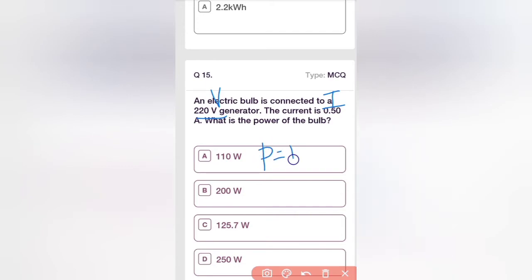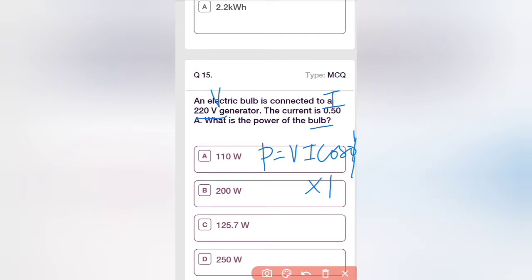The power formula is V into I. And if it is an AC supply, we need to introduce cos phi, the power factor. Here only an electric bulb is connected, so that means it's a purely resistive load. So cos phi will be 1.